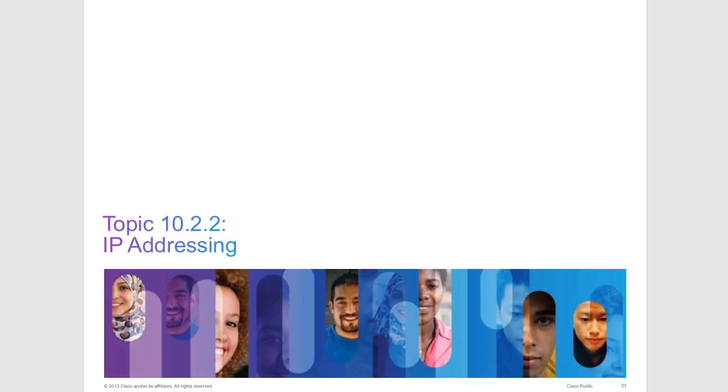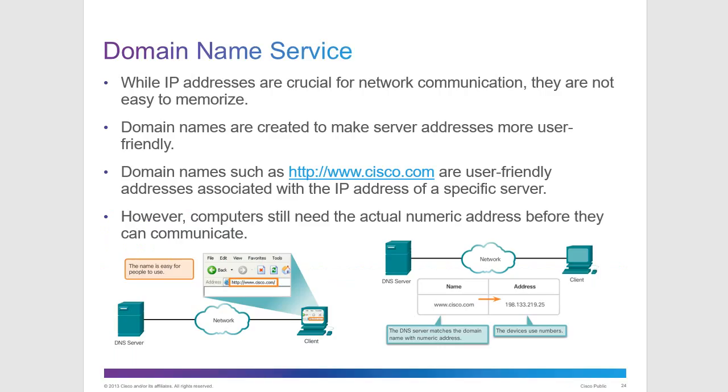And IP addressing. No, it's not what you're thinking. It's not more subnetting. Don't worry. All right. DNS. We've talked about Domain Name Service a little bit. You have some URL that you typically will type in, or domain name. For instance, a domain name would be something like www.cisco.com, easy for us to type in, or something like www.google.com.